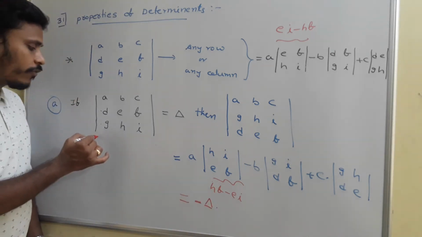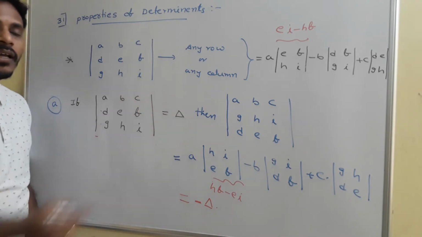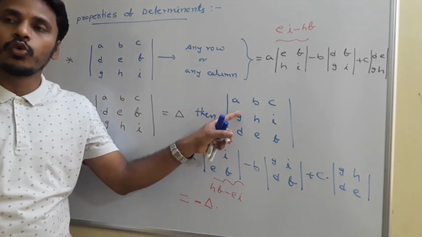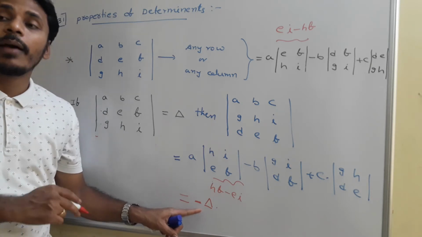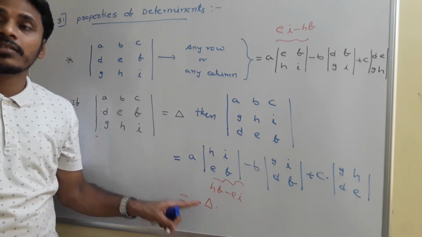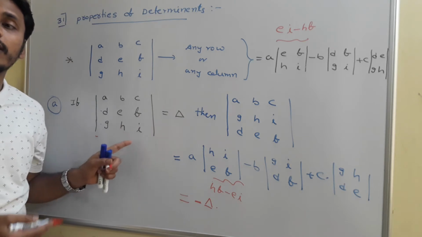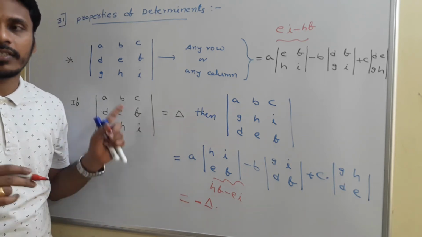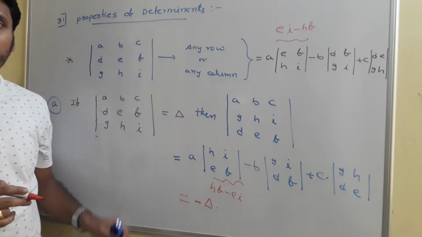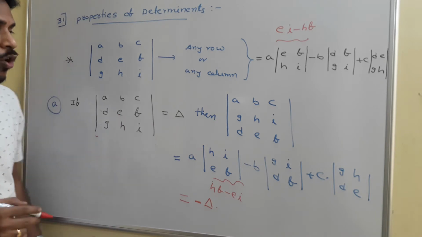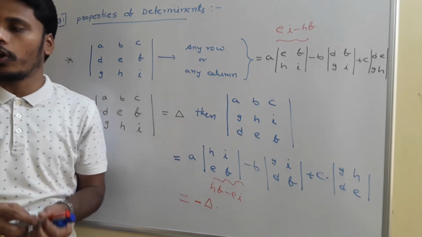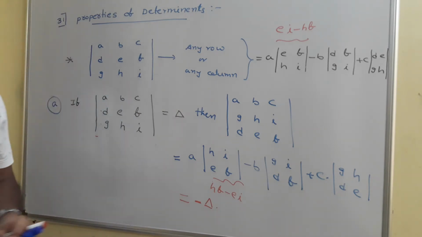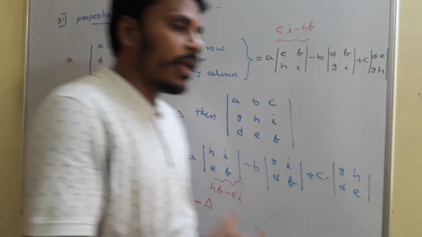Just look there. If this determinant value is delta, then if you interchange any two rows, the resultant determinant is minus delta. In the sense, the actual determinant is affected by a minus sign. Is it clear? Once again, just have a look. In any way, if you interchange any two rows or any two columns, you will always get a determinant which is affected by a minus sign.